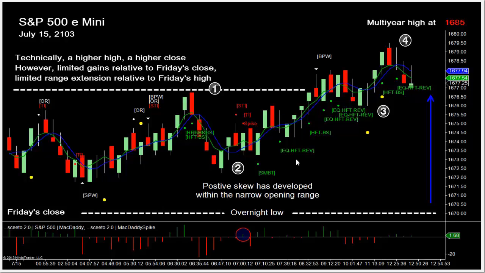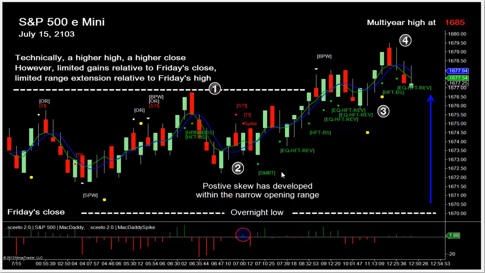On the other hand, the order flow events, including the activity that we see here in the MACD indicator, all supported trading on the buy side, confirming the expectation that the S&P would auction back above the opening range overnight high and extend the range above that price level. Technically, today is considered a higher high and a higher close. However, it should be noted that the gains relative to Friday's close are relatively limited, as is the trading range.